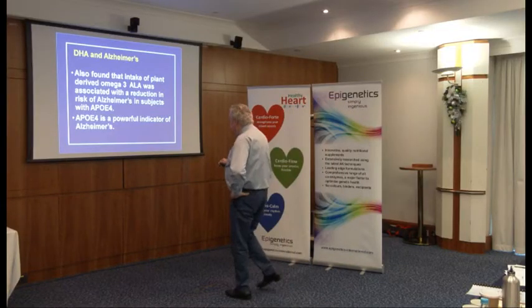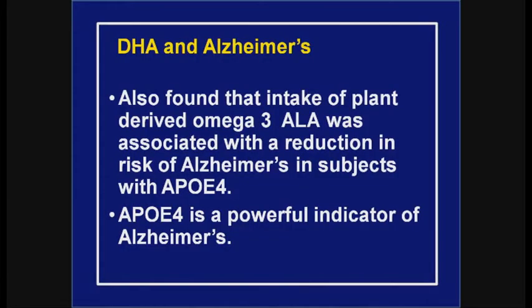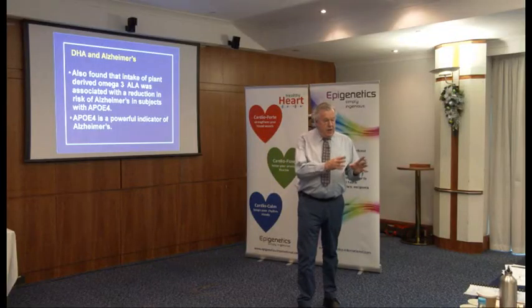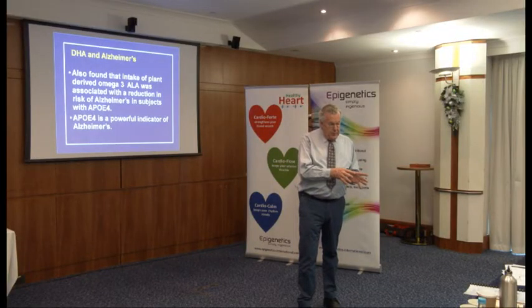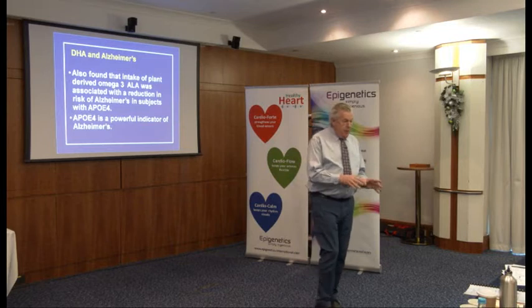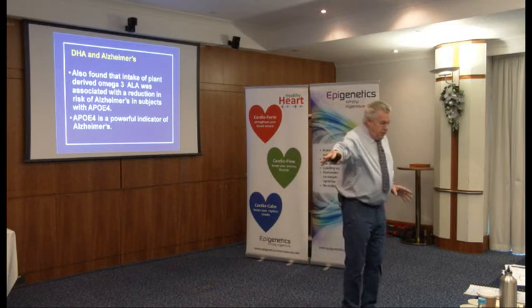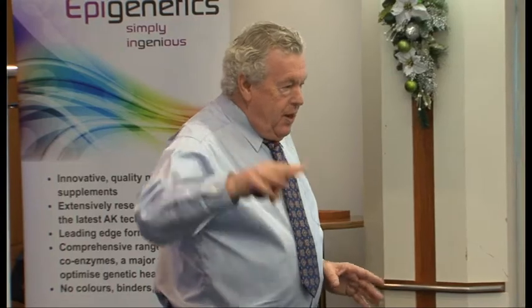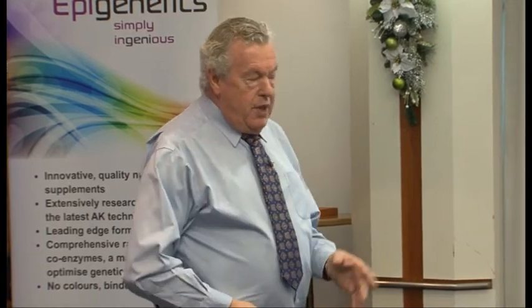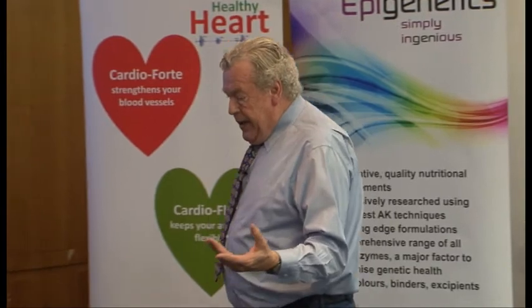So ApoE4 is a powerful indicator of Alzheimer's. It's not universal; the beta amyloid protein fragment is the best marker that we have. But most Alzheimer's cases have got high ApoE4. But if you've got high ApoE4, it doesn't mean you're going to get Alzheimer's. Okay, so don't worry about it. But the more you can do to help adapt to that defect and help detoxify heavy metals and oxidized cholesterols, the better.